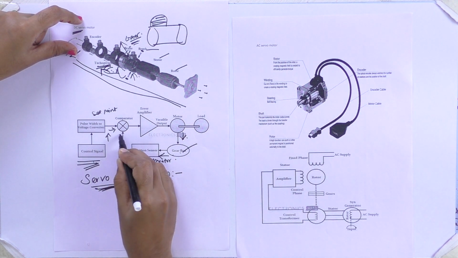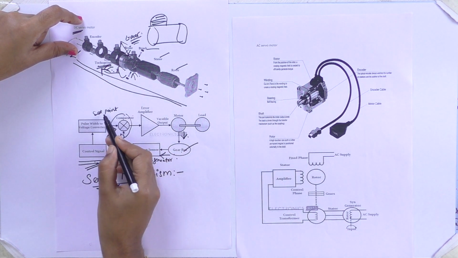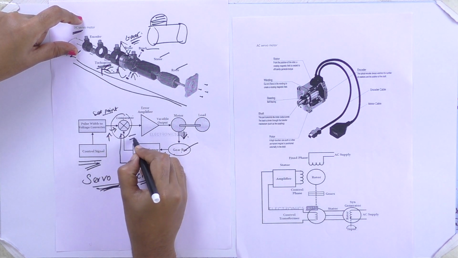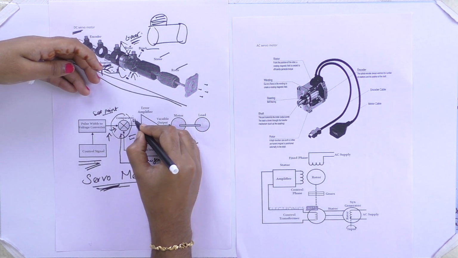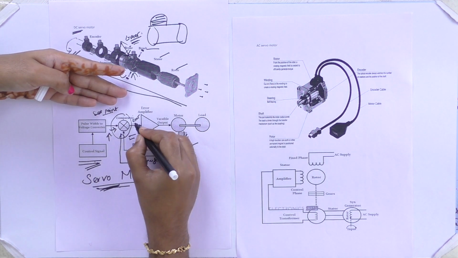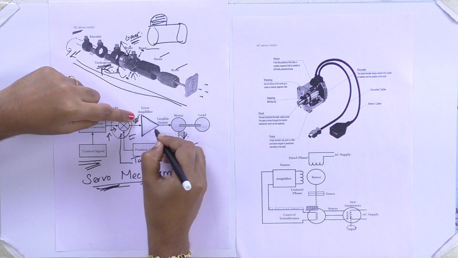And this is given to the comparator. The comparator compares the set point value and the measured value. So if it compares, your error will be calculated. From this error, you are giving to the amplifier which generates the output which is to be varied.